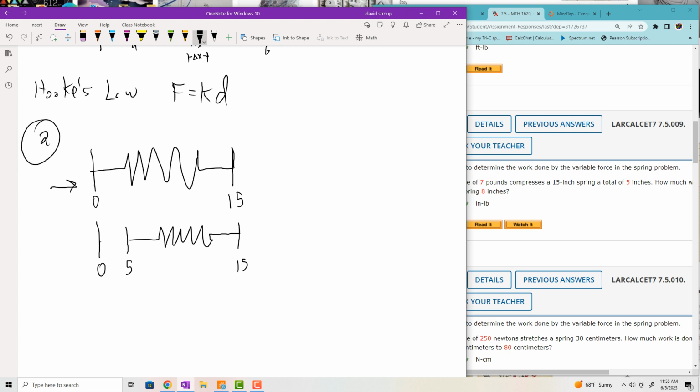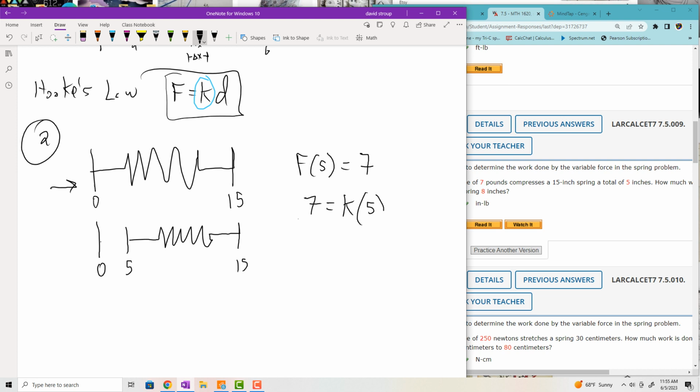They say in the story problem that it takes 7 pounds of force to do that. So again, you're working with the Hooke's law formula. So F of 5 is going to be equal to 7 pounds of force. You can use that information to solve for the constant in Hooke's law, that K value. So F of 5 is 7, so we write 7 for F, and that equals K times this displaced value, which is 5 in our problem. So K, if you solve, will be 7/5.